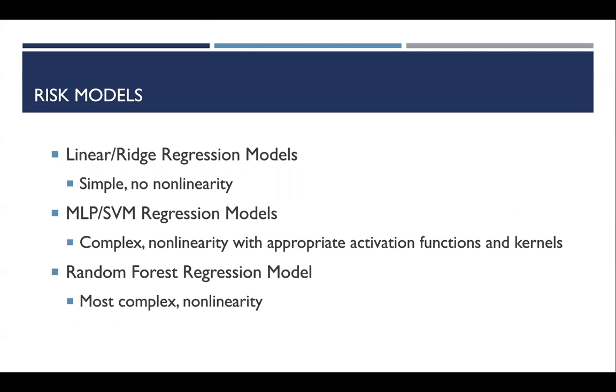The three classes of models that we used were linear models, where we had a linear or ridge regression model, which are simple with no nonlinearity. Then we looked at more complex models, such as the multi-layer perceptron or support vector machine regression models, which can have nonlinearity with the appropriate activation functions and kernels. And then finally, we looked at an ensemble learning method with the random forest regression model, which is the most complex and can accommodate nonlinearity pretty well.